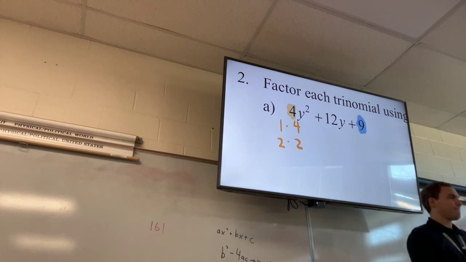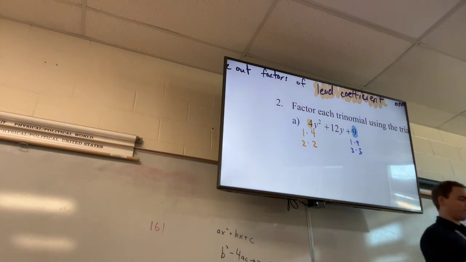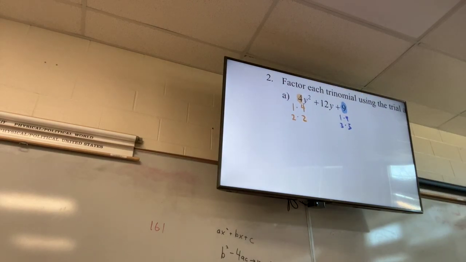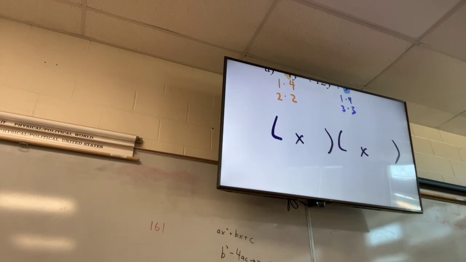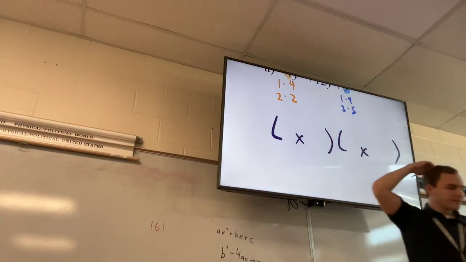Okay, good. Now let's write out all the factors of 9. It's 1 times 9 and 3 times 3. Okay, now what we do is I draw my 2 sets of parentheses. I put an x in the front, but I have to leave some space right here for x to have a coefficient.